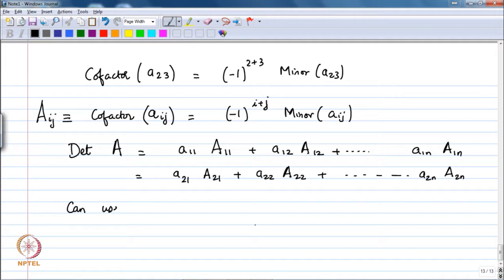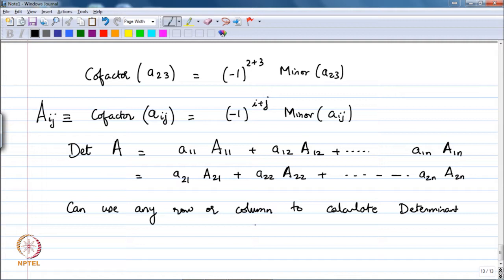So we can use any row or column to calculate the determinant. So these cofactors and minors play a role in the calculation of determinants. They also play a role when you are calculating the inverse of a matrix.